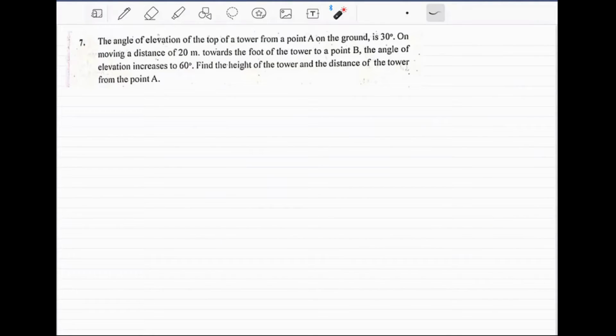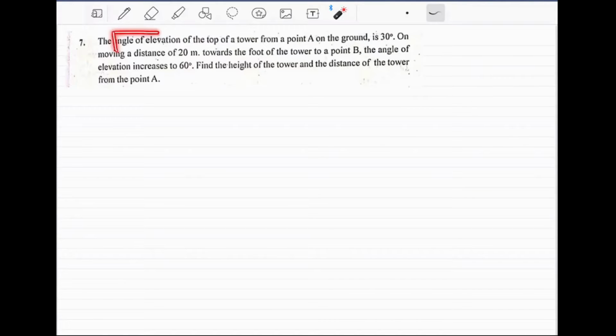Remember that once you finish drawing the diagram, it's half finished. The remaining calculation will be quite easy. So make the drawing right. So let's see, the question says: the angle of elevation of the top of a tower from a point A on the ground is 30 degrees. Okay, let's just focus on the first sentence here.